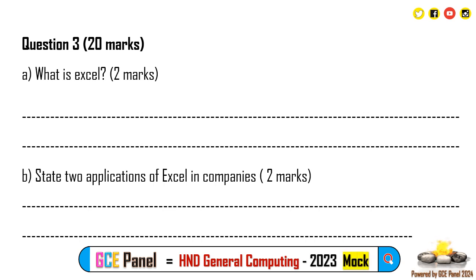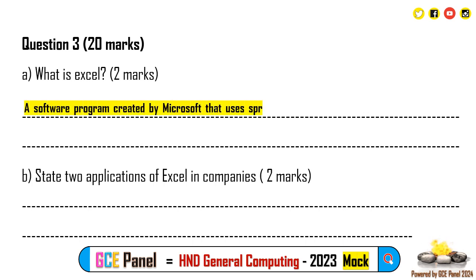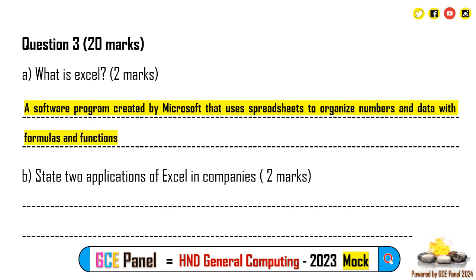Question 3 is 20 marks. What is Excel? 2 marks. So Excel is a software program created by Microsoft that uses spreadsheets to organize numbers and data with formulas and functions. There may be other ways for you to define it. Here I'm just giving a short, precise and concise definition of what Excel is.